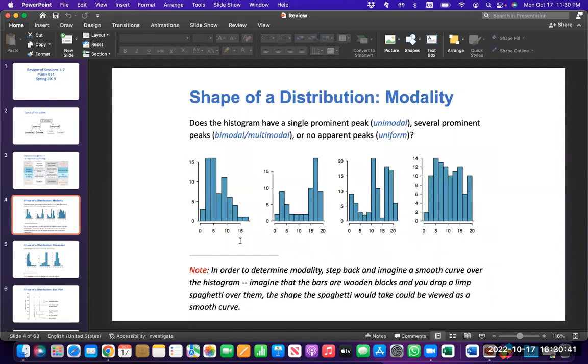This being said, you need to understand your data. You need to understand the shape of a distribution. You have to understand the modes, which is easy to grasp as a concept. Most data is unimodal. If you have several prominent peaks, you're looking at bimodal or multimodal data. And if you have no apparent peaks, you talk about uniform data. You also have to understand skewness, so data can be skewed.